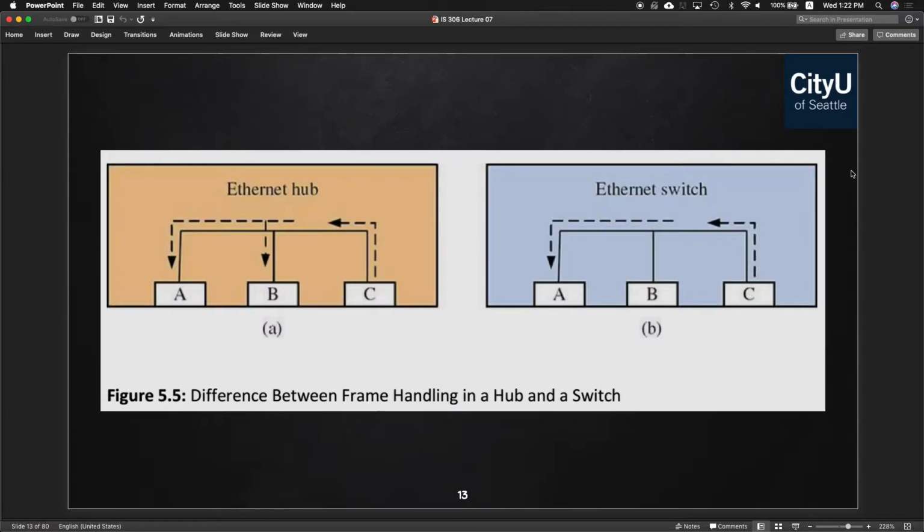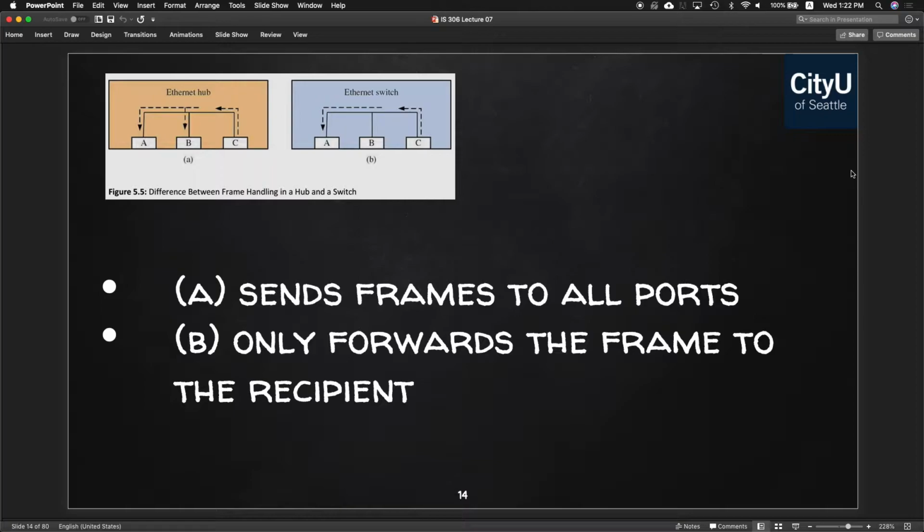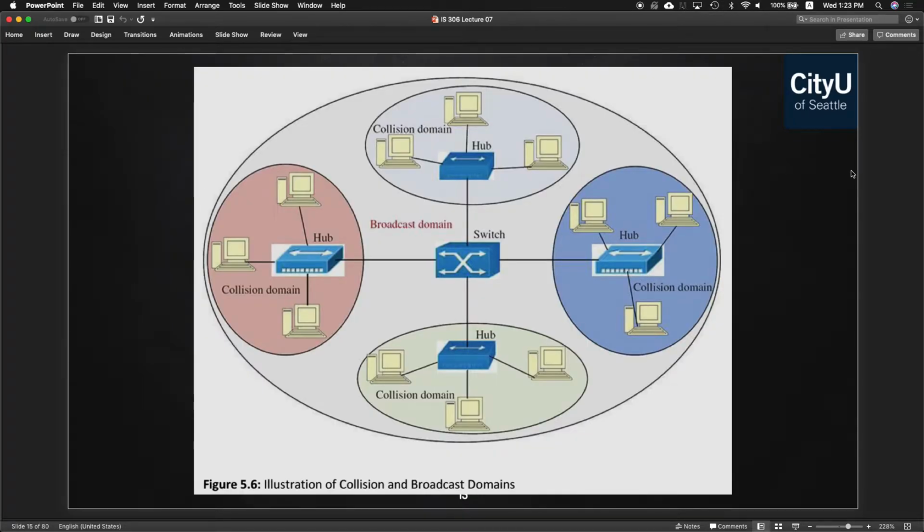So the difference between frame handling in a hub and a switch. Ethernet hub basically would send frames to all the ports. Again, frame is just another way to classify the data in the network layer. If we call it packet in the other layer, we call it frames in this layer. In the Ethernet hub, we send it to everything, everyone receives it. In the Ethernet switch, only the recipient would receive that. So there's an illustration of collision and broadcast domains.